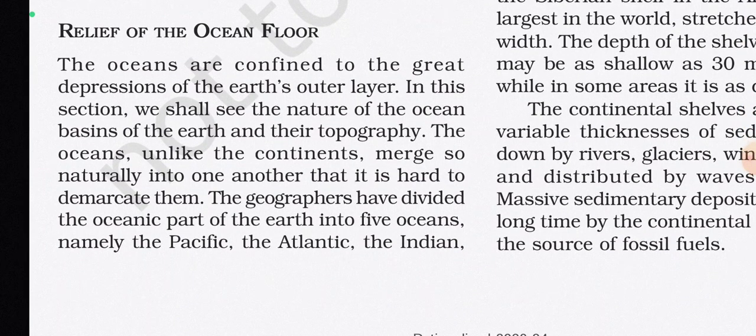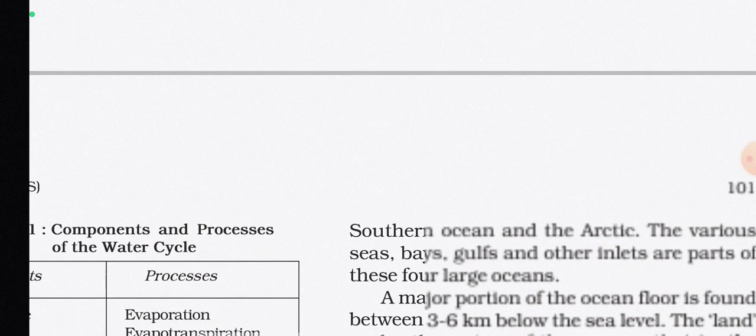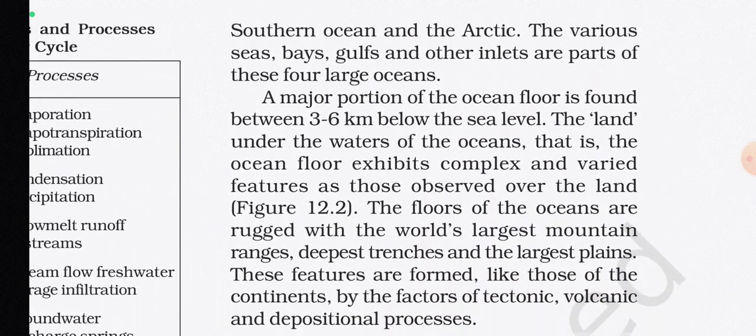Relief of the ocean floor. The oceans are confined to the great depressions of the Earth's outer layer. In this section, we shall see the nature of the ocean basins of the Earth and their topography. The oceans, unlike the continents, merge so naturally into one another that it is hard to demarcate them. The geographers have divided the oceanic part of the Earth into 5 oceans, namely Pacific, Atlantic, Indian, Southern Ocean and the Arctic. The various seas, bays, gulfs and other inlets are parts of these 4 large oceans.